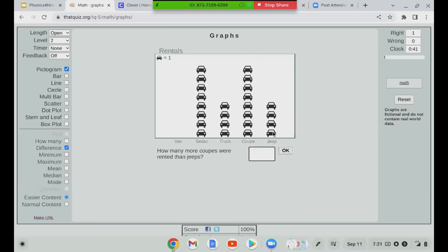What do they have the same? They both have at least four cars. These are concepts you want to discuss with children because they have a hard time grasping how many more, how many fewer. So our answer is four. So I'm going to put four here. All right, and then hit OK. Or again, you can hit enter, it doesn't matter.